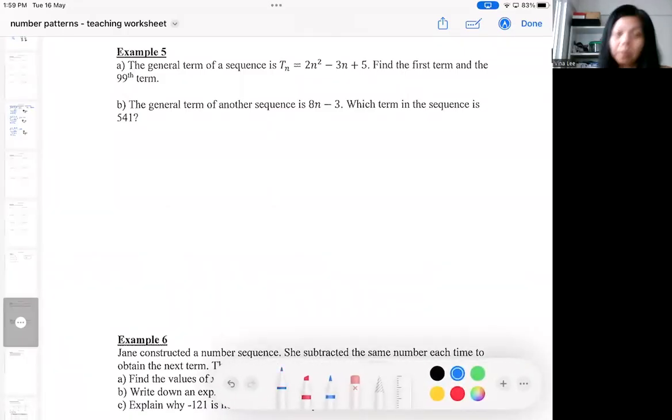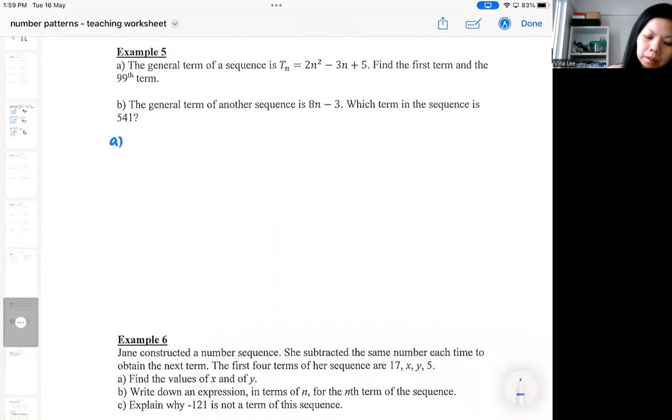Okay, in these two examples, I'm going to show you how number pattern questions will be like for exam. So let's look at example 5A first. Example 5A will be quite simple because they already given you a general formula. If they have given you a general formula, you do not need to think how the formula comes about. Just accept that it's a formula that they already given you.